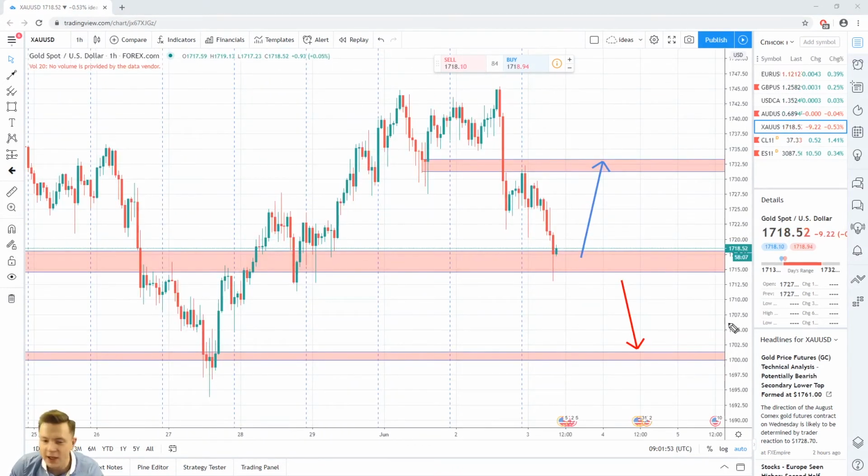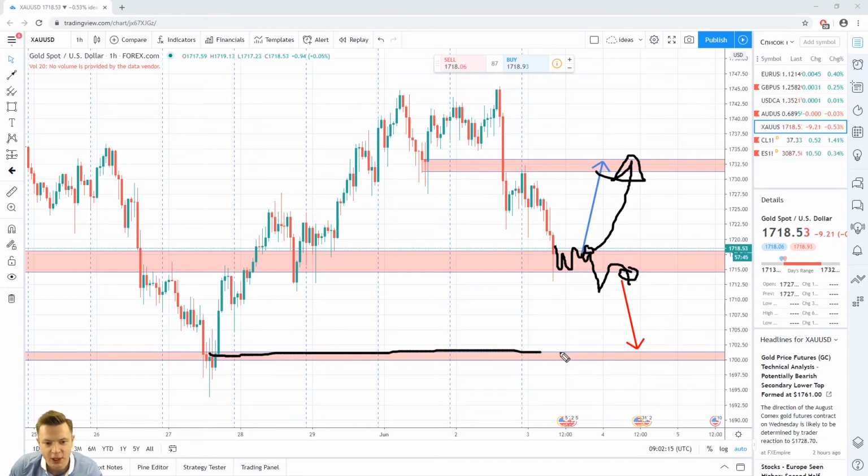I mean, if we can see a reversal pattern at this level, it will be a nice opportunity to take a long. The first target will be around 1730. And the same if price makes an impulsive breakout of this level, pullback, reversal model, fractal, I mean, it will be a nice opportunity to take a short. Your first target in this case will be around 1700. This is an important support level.